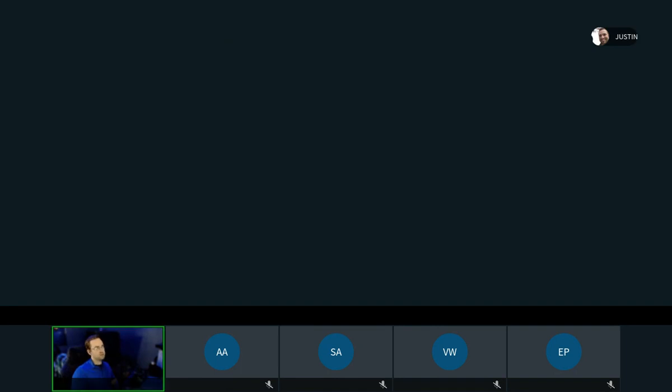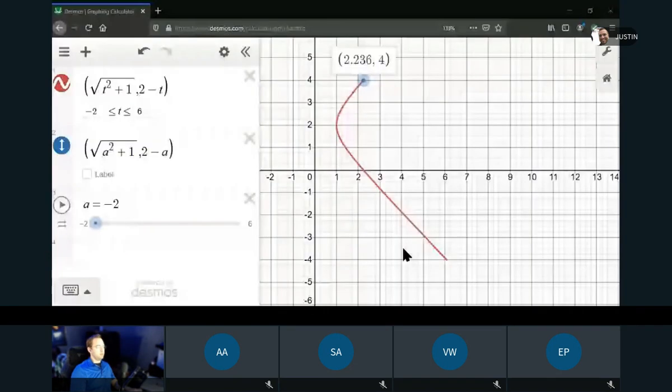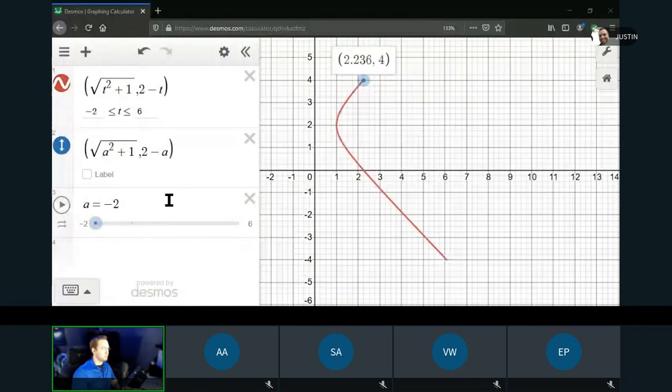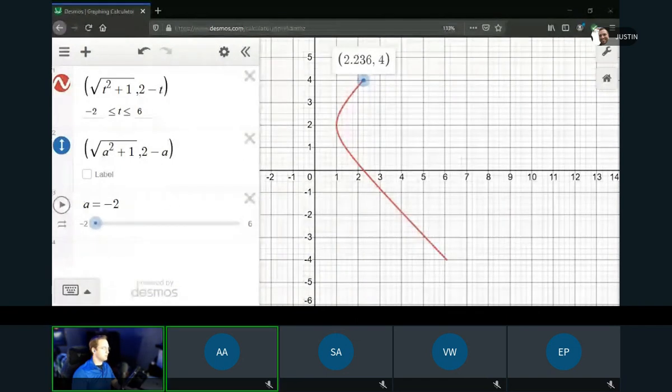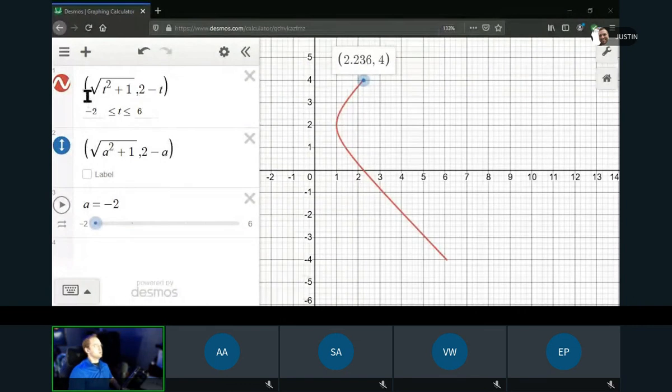Sharing your screen is so many clicks. I don't like it. All right. Everyone see my screen? Yes. All right.